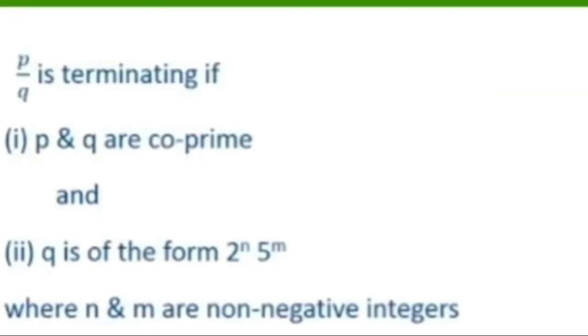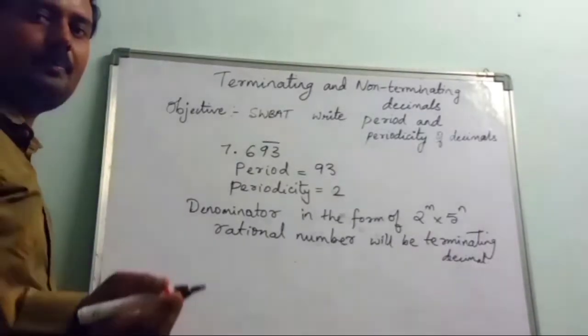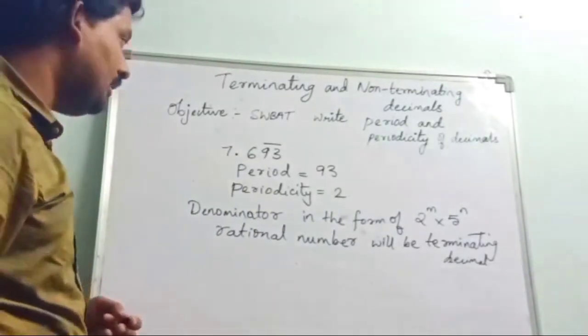And q can be written in the form of 2 to the power n multiplied by 5 to the power m, where n and m are non-negative integers. The order here is not given any importance. That means it can be 5 power n or 2 to the power m. Let us check it with the previous homework problems that we did.